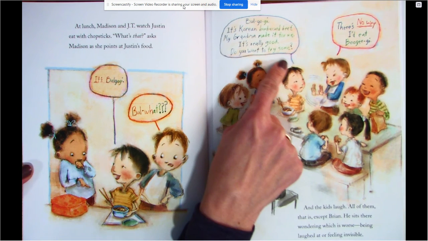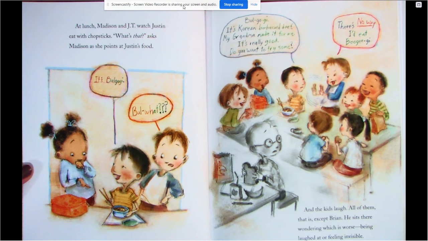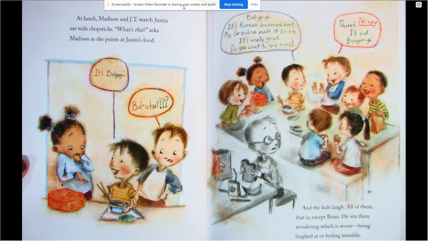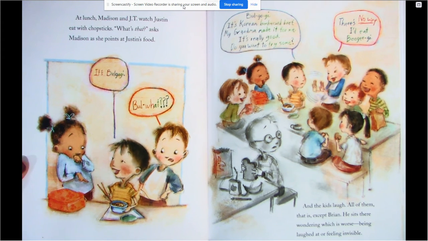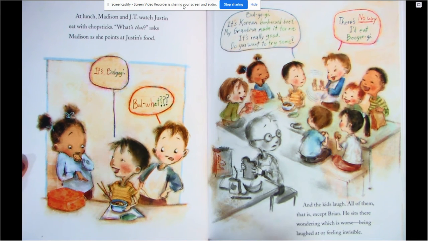Here's what Justin, the new boy, is saying. "Bulgogi. It's Korean barbecued beef. My grandma made it for me. It's really good. Do you want to try some?" "There's no way I'd eat boogergi." And the kids laugh. All of them, that is, except Brian. He sits there wondering which is worse, being laughed at or feeling invisible.